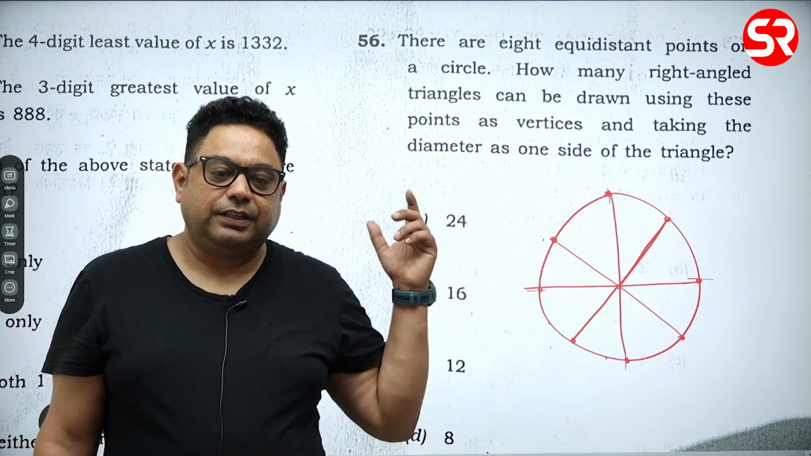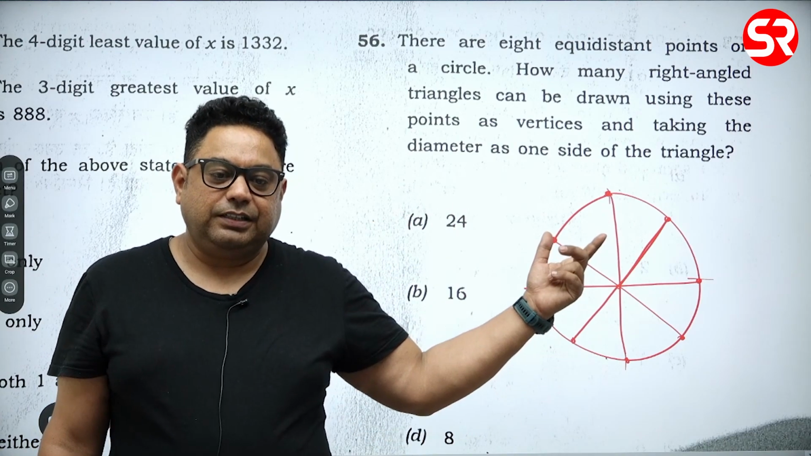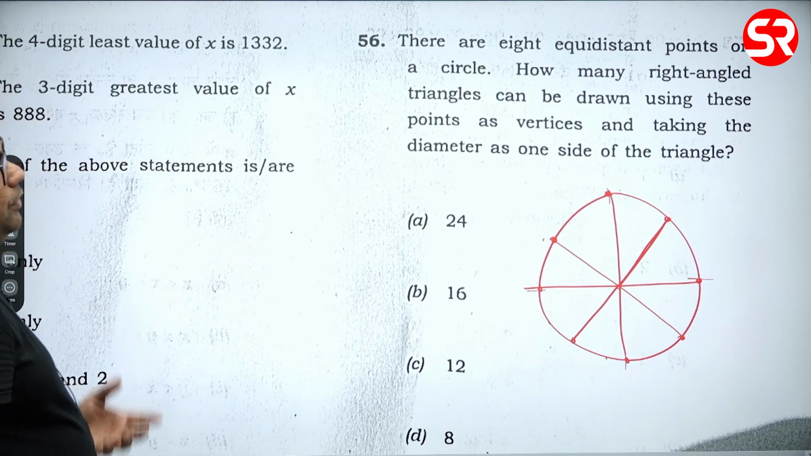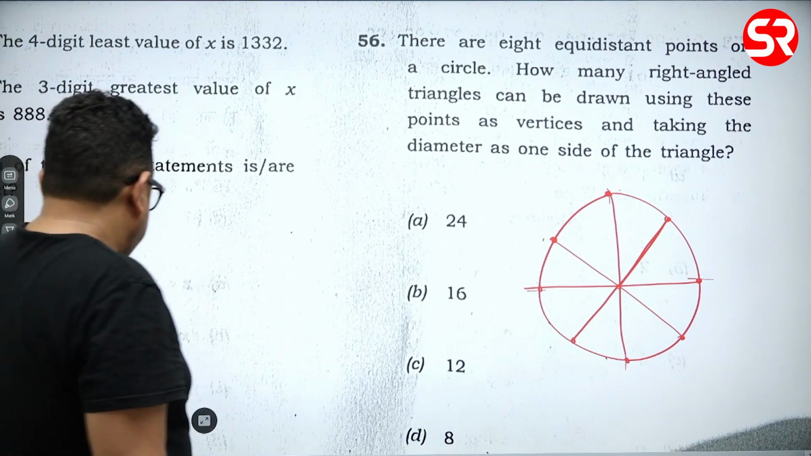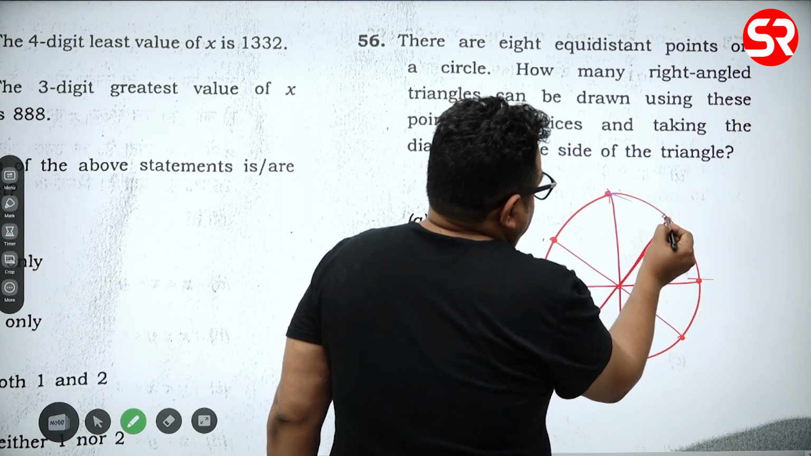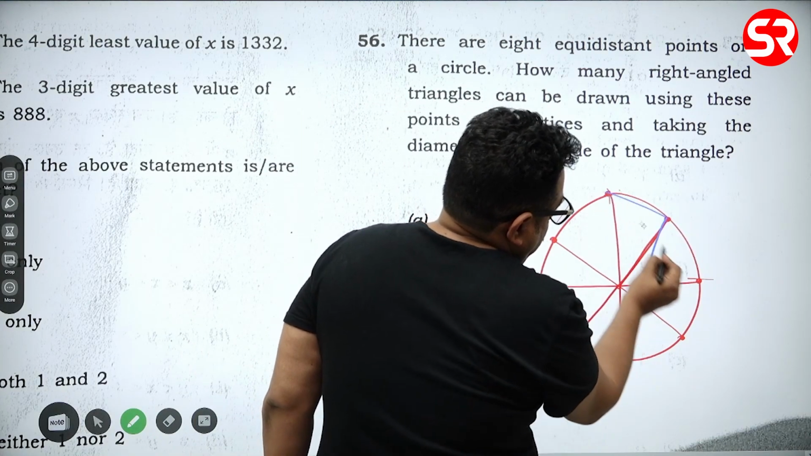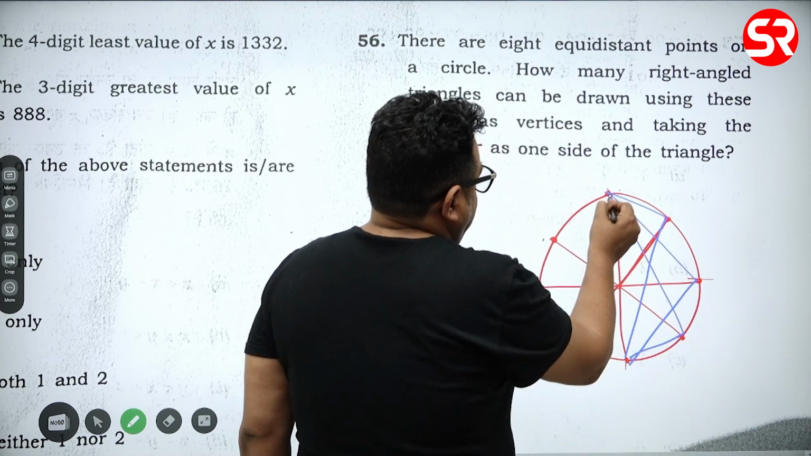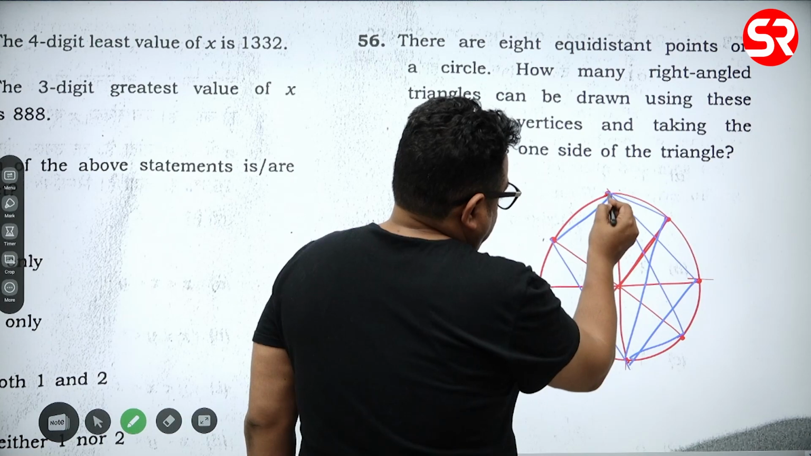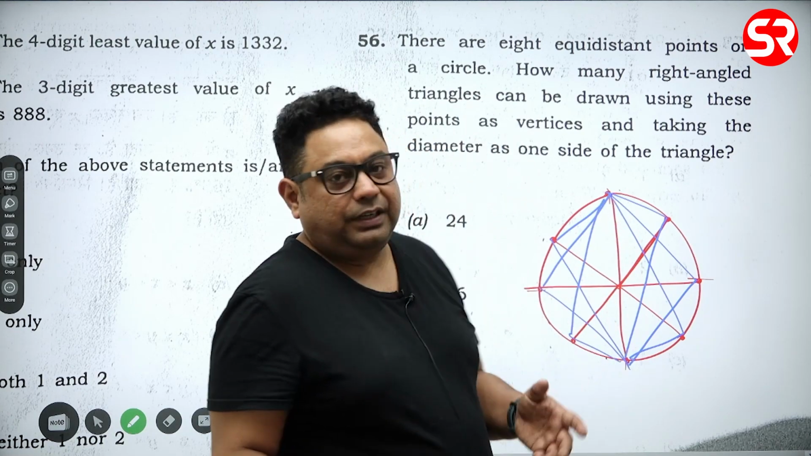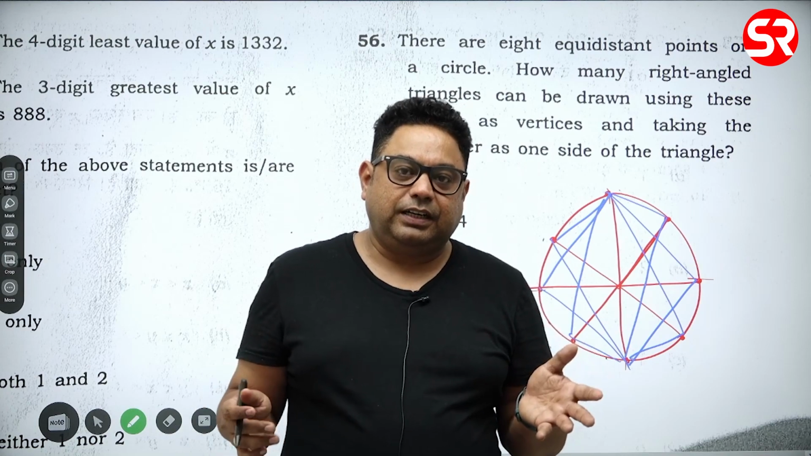diameters you have? Sir, there are 4 diameters I can see passing through the center. All right. So there are 4 diameters. How many right angle triangles you can draw? So I'm changing the color of the pen. Just taking this as a diameter. See, 1, 2, 3. But why not 4, 5, 6? So one diameter gives you 6 right angle triangles.